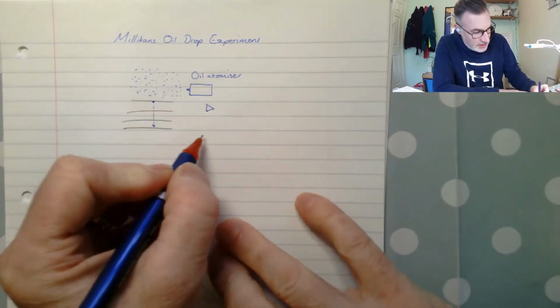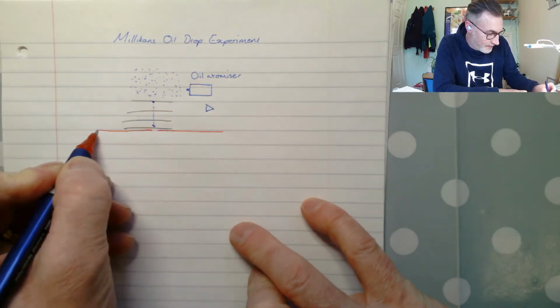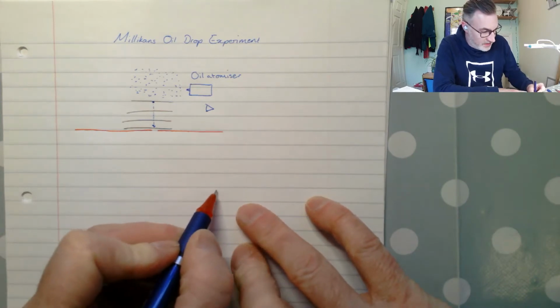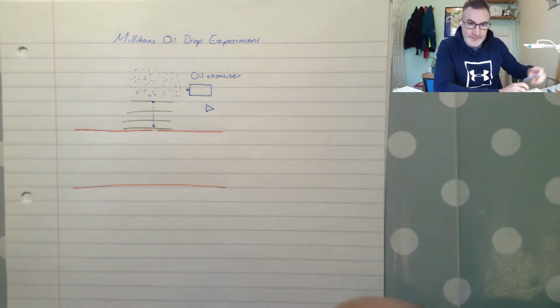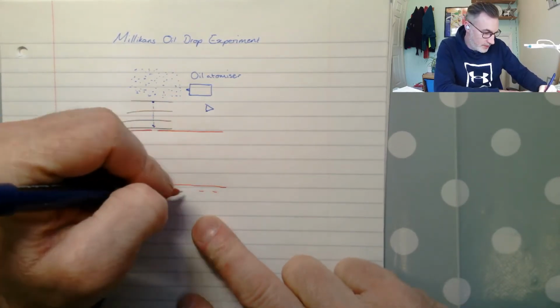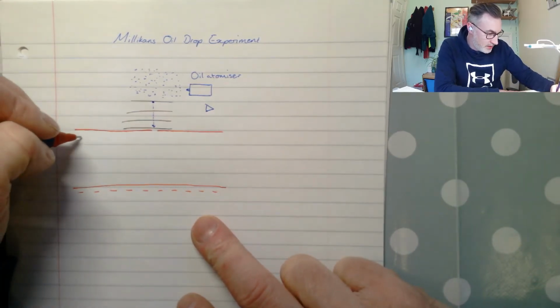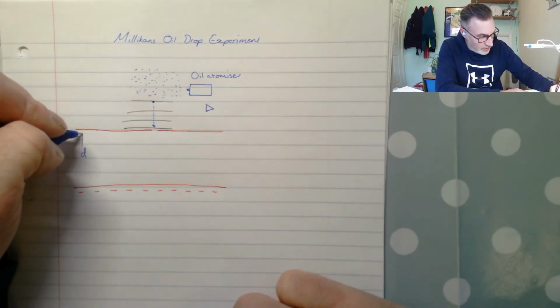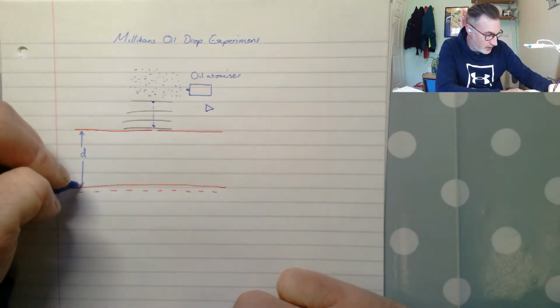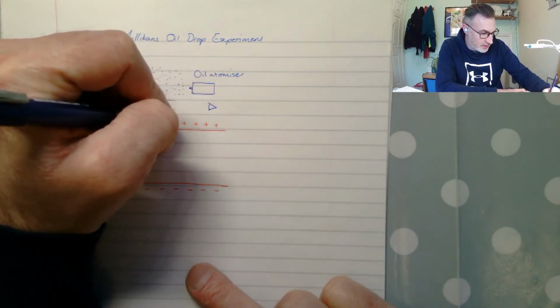So they would then have these parallel plates, and these plates would be charged up. We would know the separation of the plates. That's something that we can control, so we can fix the separation of the plates, and there is a potential difference applied across these plates.